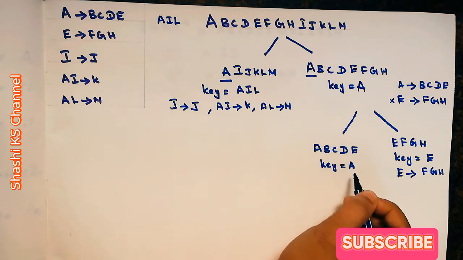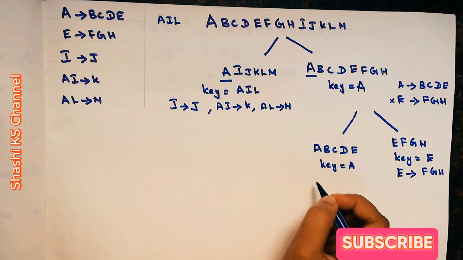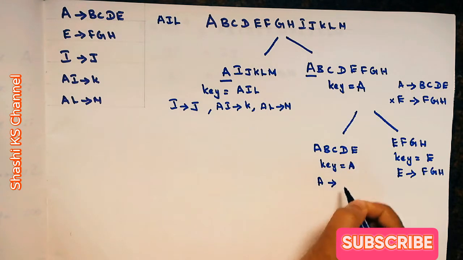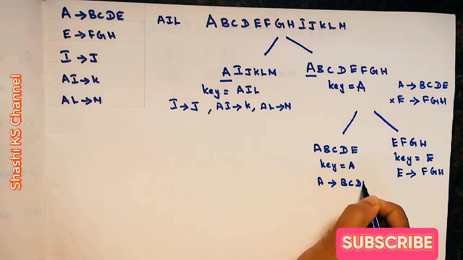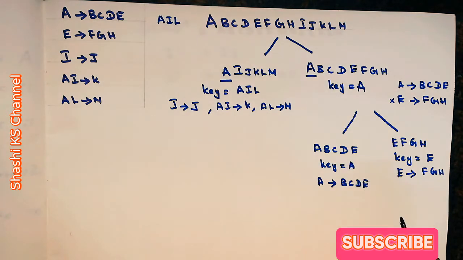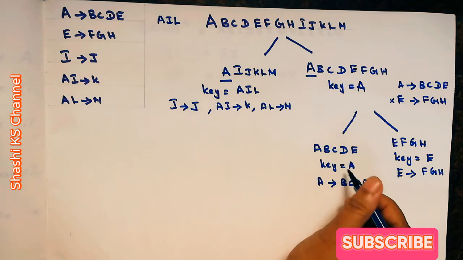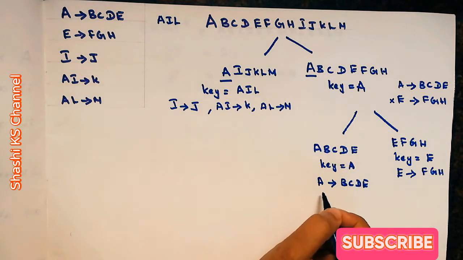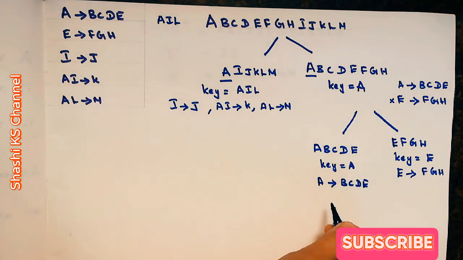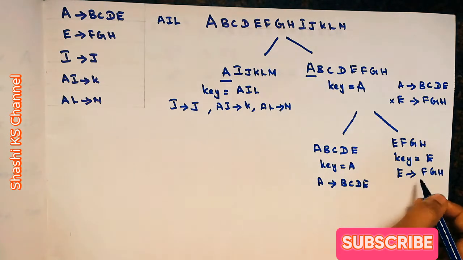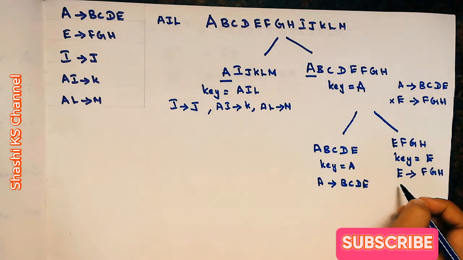The key here is A, and what is the functional dependency projection here? A determines B, C, D, E. Okay, now check whether these two are in BCNF form. The key here is A, and A is there on the left hand side. So it is there in BCNF form. Similarly here the key is E, and it is there on the left hand side of the functional dependency. So this is also in BCNF form.